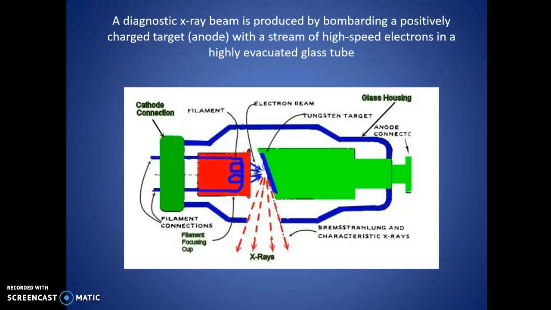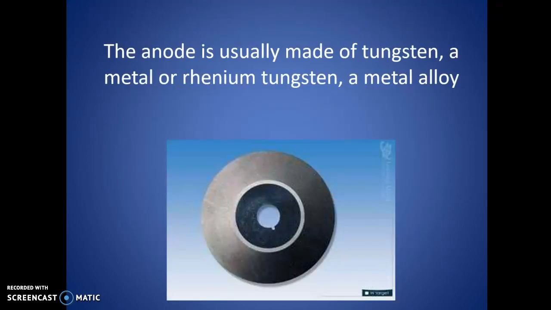This just shows the basic layout of the tube with the anode, cathode sides, glass housing surrounding it, basically where the X-rays come out. It shouldn't look any different than what you've already seen. The anode is usually made of tungsten metal or a rhenium tungsten metal alloy. This is just so that the consistency between images is reproducible from patient to patient. You don't have a wide range of differing techniques when you're using the same technique.